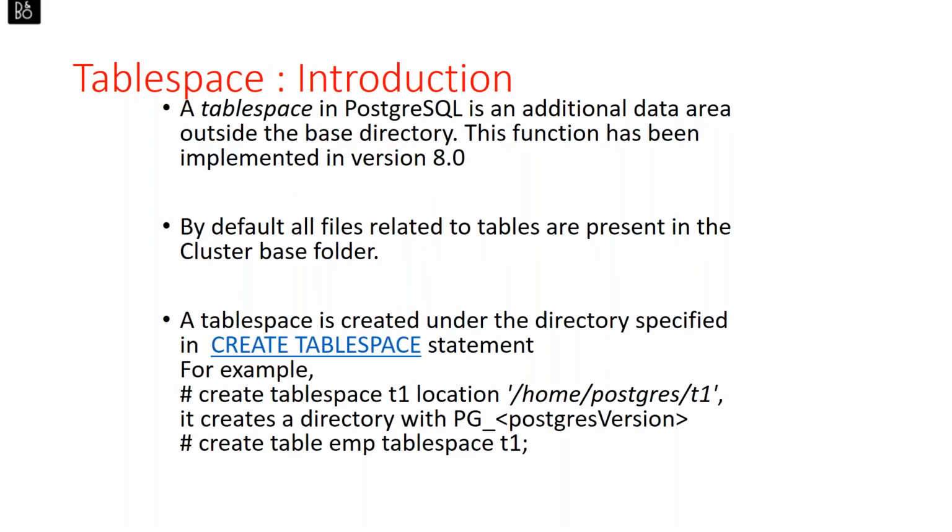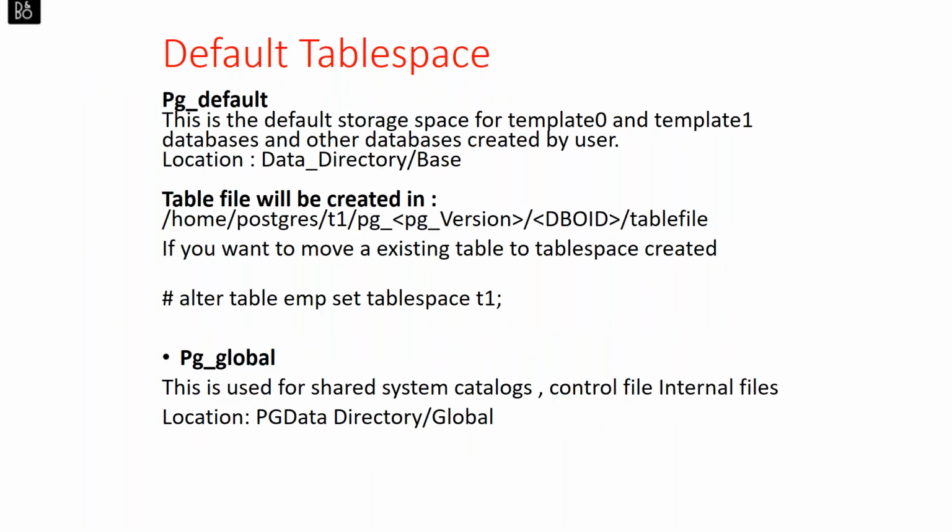Just like a Hadoop file system, a file storage system, this is my Unix. If it is a Windows machine, you can say location D drive or C drive, whatever directory you put, for example D drive Postgres, C drive Postgres, table space T1, and in T1 it will create its own directory. We can see it practically. The default table space is pg underscore default, which has the data directory and base.